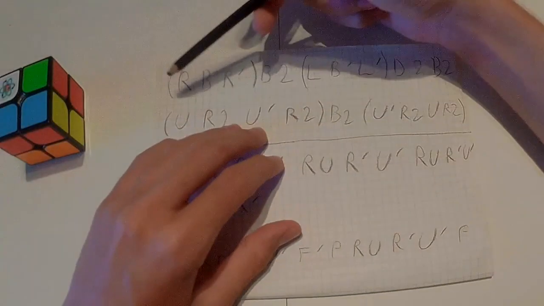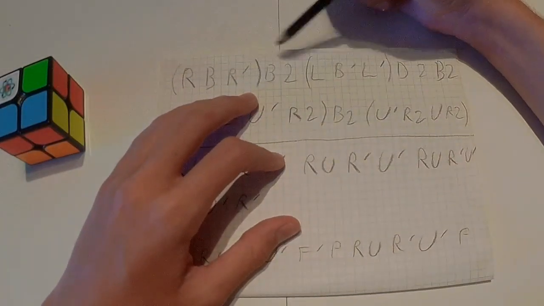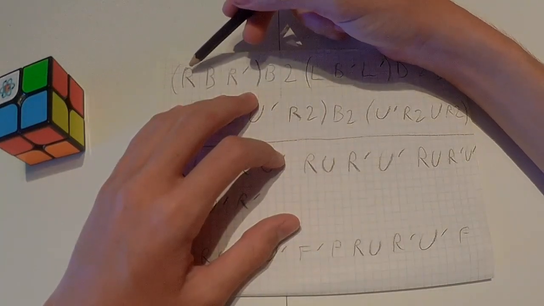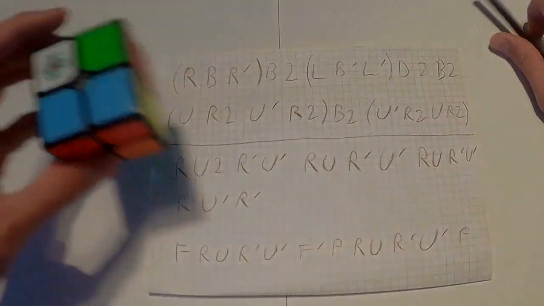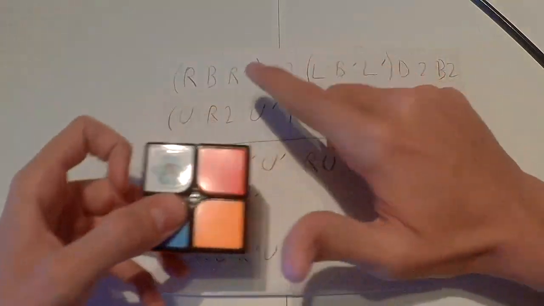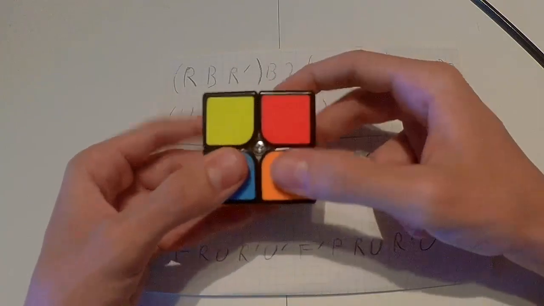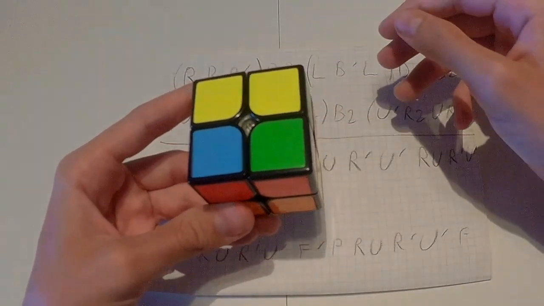So basically how this would work is that you see R, B, R prime, L, B prime, L prime. You put your face towards up, like you make your face go up. Then with B, the B face will also be going up, and then the R face will be going back down.